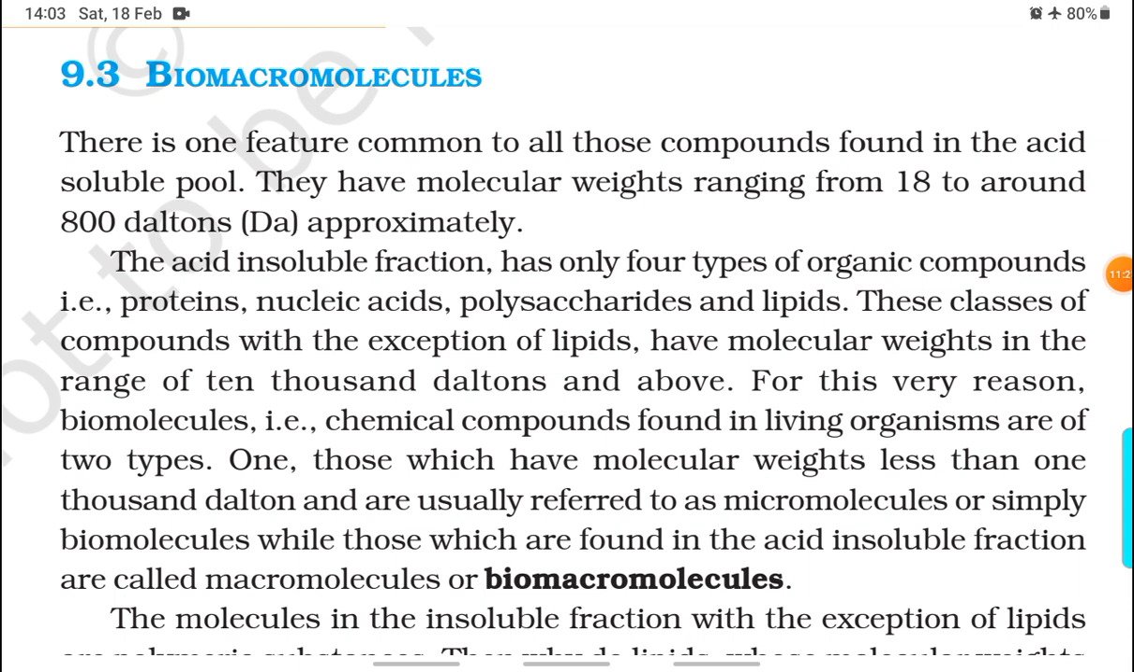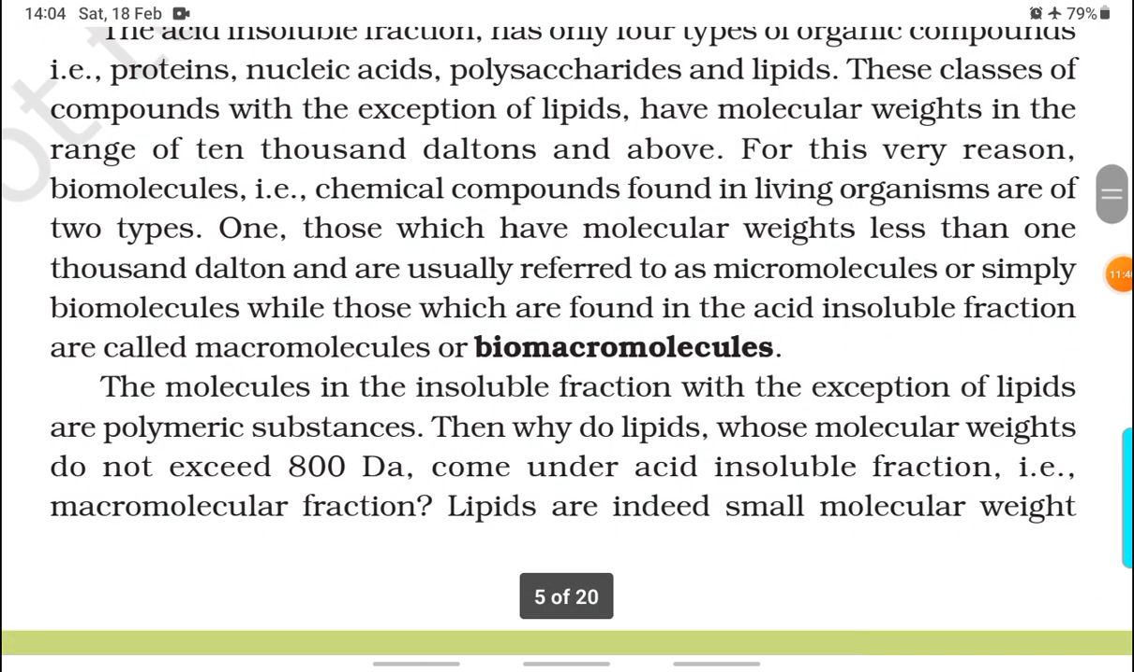For this very reason, biomolecules, that is chemical compounds found in living organisms, are of two types. One, those which have molecular weights less than 1000 daltons and are usually referred to as micromolecules or simply biomolecules, while those which are found in the acid insoluble fractions are called macromolecules or biomacromolecules. The molecules in the insoluble fraction, with the exception of lipids, are polymeric substances.